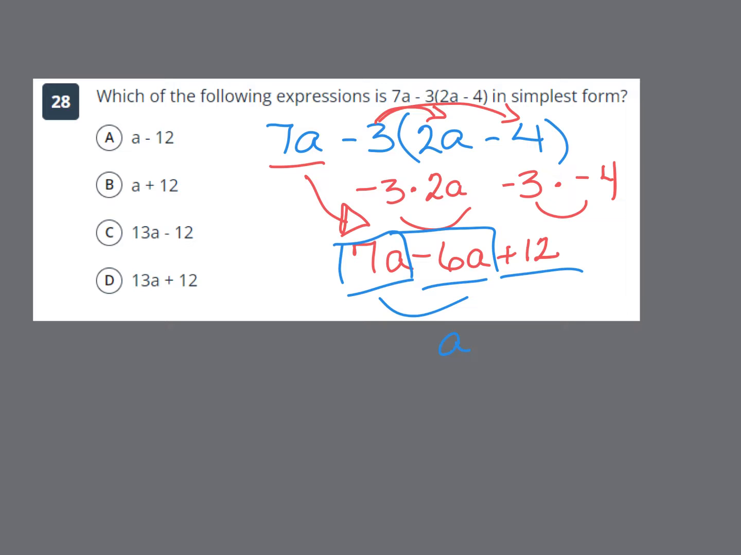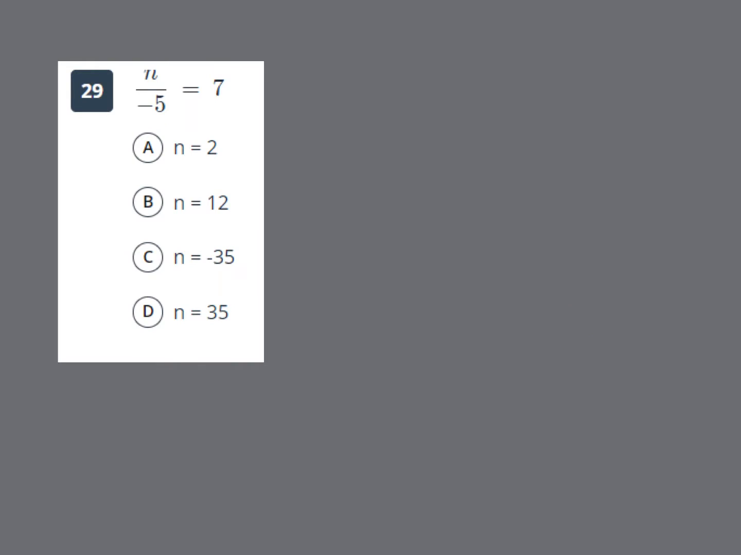Remember, there's the ninja 1 in front of it, plus 12. Do I have that? Yes, I do. B is my answer. That was a beautiful thing. B for beautiful. Next.